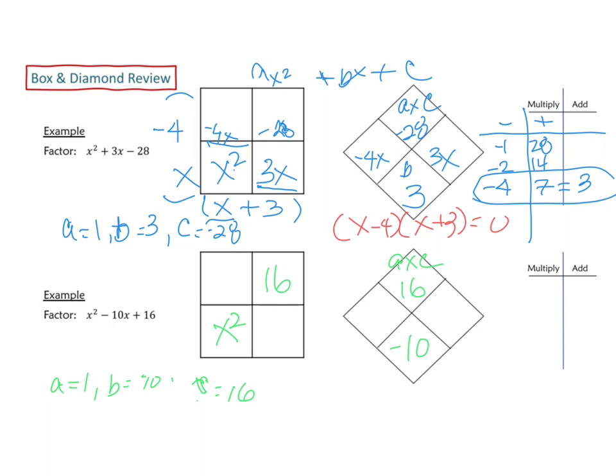Ask yourself, how can I have a negative sum when I add two numbers together but a positive product? Well, hopefully you realize that the answer to that is I have to have two negative numbers. A negative times a negative is a positive. So, we'll start with negative 1 and negative 16. Well, that's the right product, but it adds up to negative 17, so it's not going to work. Negative 2 times negative 8 is positive 16. And what is negative 2 plus negative 8? If you said negative 10, you are correct. Those are our two numbers.